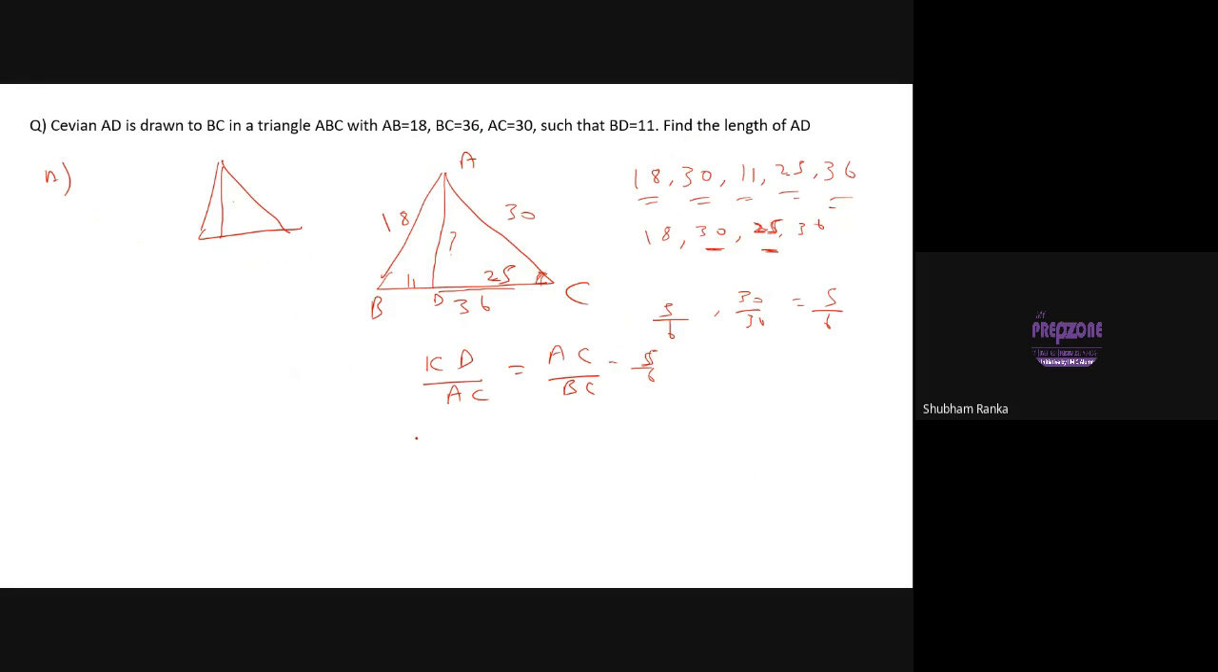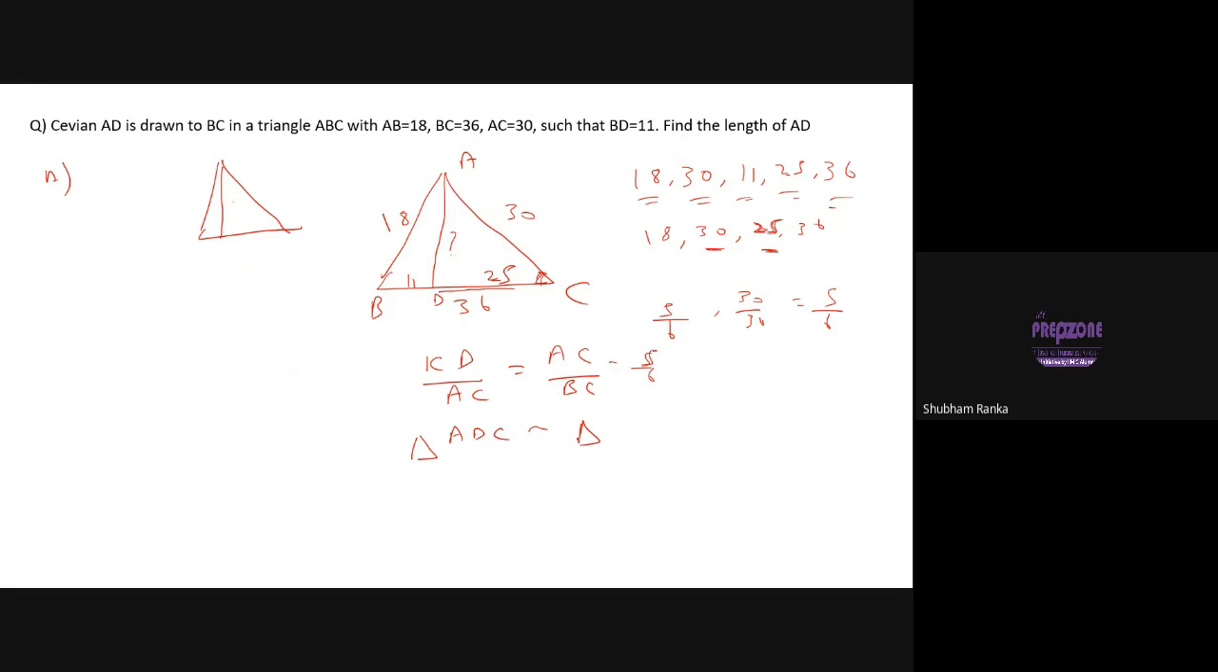So if I talk about the small triangle, ADC, I know that the numbers I'm involving are 25, 36, and 30. So this triangle is getting involved because of 25 and 30, and this big triangle is getting involved because of 36 and 30. So ADC can be similar to, now the first triangle I can write any way I want.